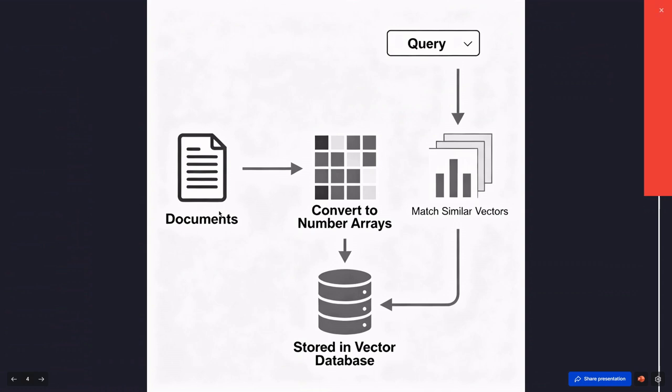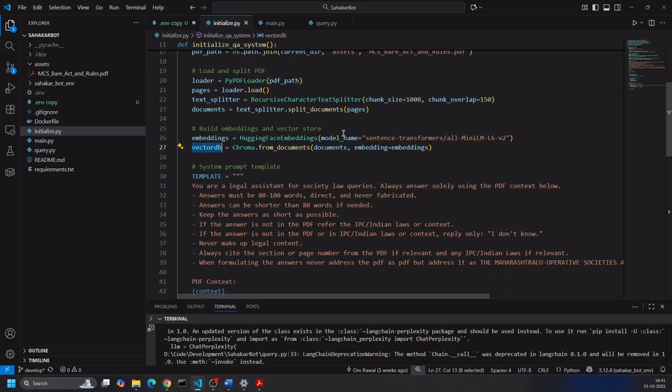Let's look at the flow chart of how the data flows in our application. Our document is converted to chunks, converted into numerical vectors and stored in the vector DB, and then whenever we pass a query, it matches it to the similar vectors from this stored vector DB and then returns us the output. So let's hop back to the code.